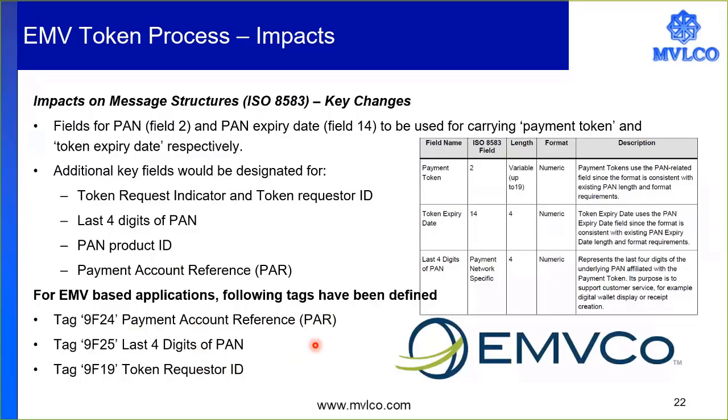So that is the one impact that we see on the messaging side. So my ISO 8583 messages need to change to a certain extent, and then I need to configure my applications to read these specific tags as may be required. So that is the impact on my messaging. Now let us also discuss the impact on on-us transactions.